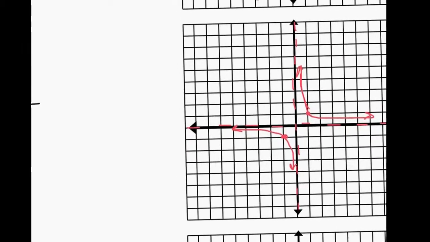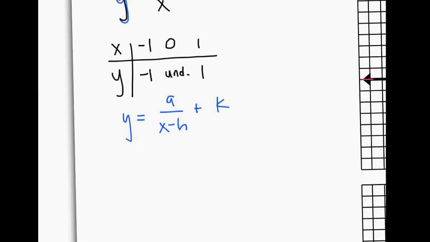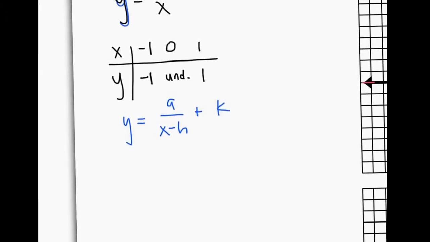Now our general form of that parent is going to be y equals a over x minus h plus k. Now, a in this form, again, is our stretch, our vertical stretch. h is the x-coordinate of our central point, and k is the y-coordinate of our central point. And in this parent, there's not actually a point at the center of our graph, but rather that's where our two asymptotes meet.